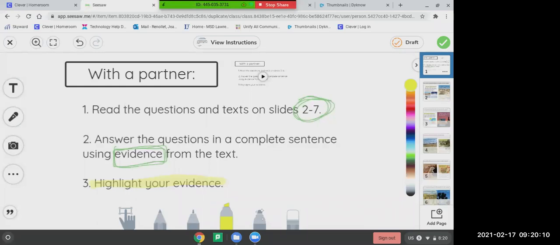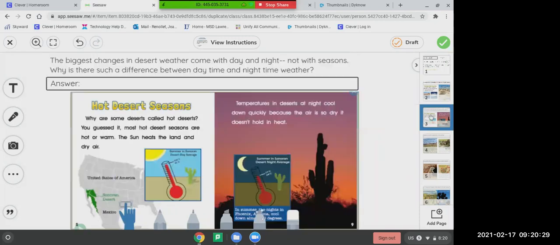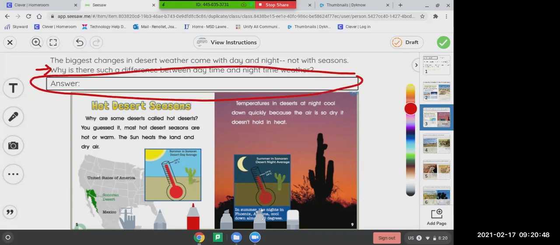So let's take a peek at what these pages look like, 2 through 7. On slide number 2, I see a text with some awesome text features about the desert climate. You will read slide number 2 and then go to slide number 3. Slide number 3 has another text that you need to read, and I notice a question that you're going to answer. Right here is a question. You're going to type your answer into the box.